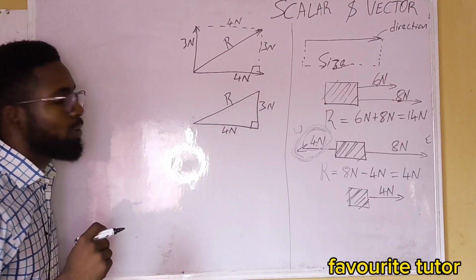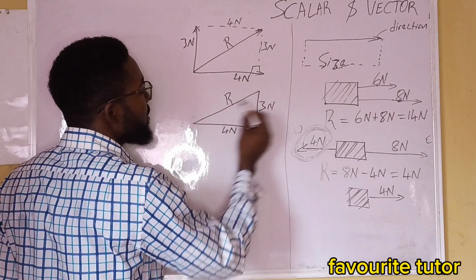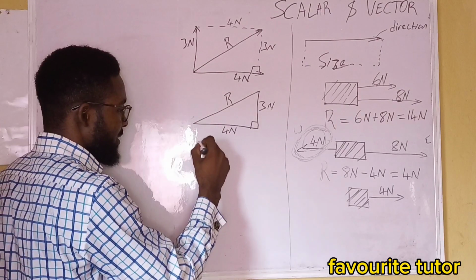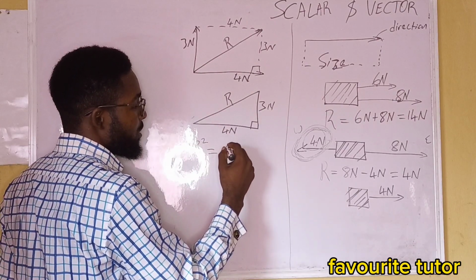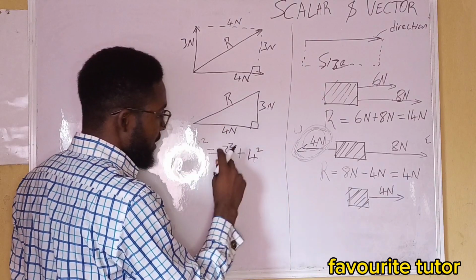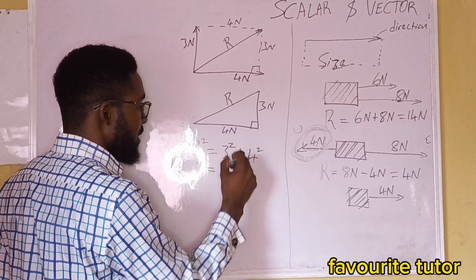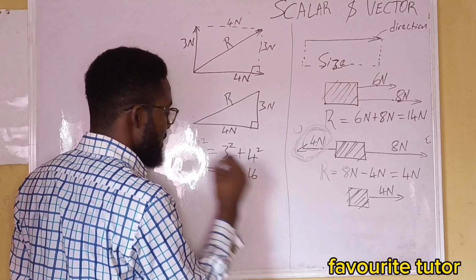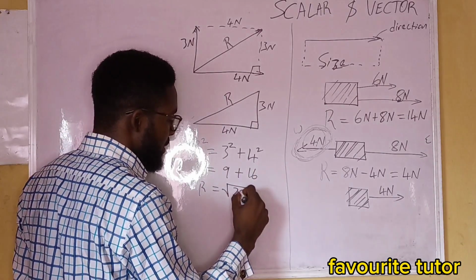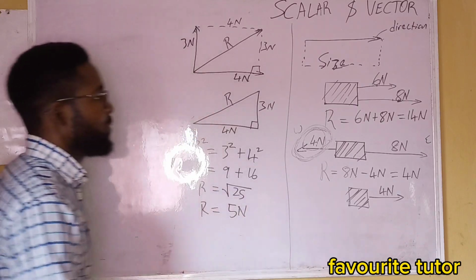This is a right angle triangle. Now, to get the resultant, we use Pythagoras theorem. So the resultant equals the square root of 3 squared plus 4 squared, that is 9 plus 16, which gives 25. And the resultant is equal to 5 Newton.